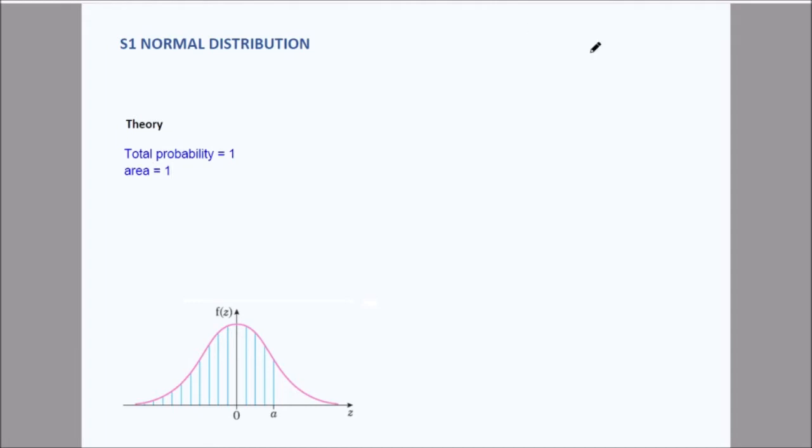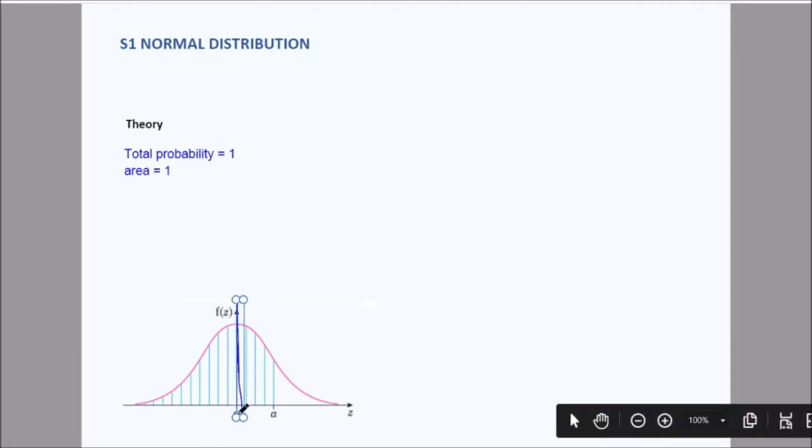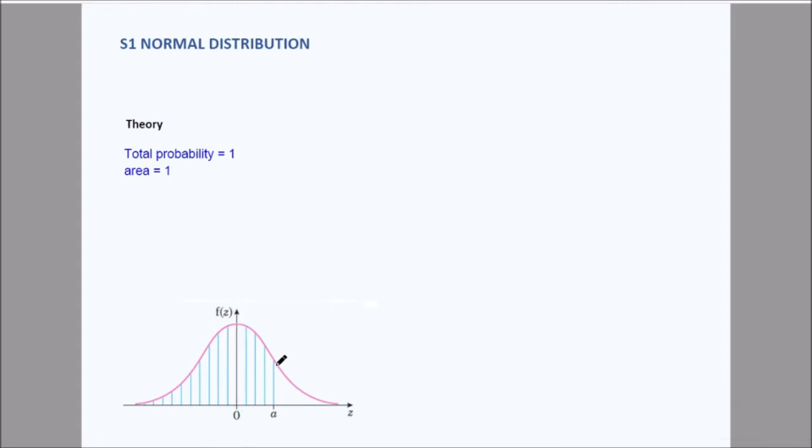So like I said, it's symmetrical, right? So if you are dividing this whole thing, in that case we have 0.5 and 0.5 on both sides, right? So area under the graph represents the probability.